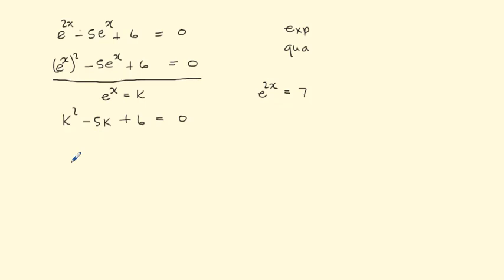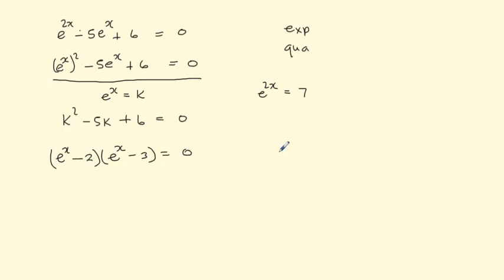So in this case, when we factorize, we get something like this. I'm not going to use k, I'm just going to treat this e to the power of x as k, and factorize this as e to the power of x minus 2, multiplied by e to the power of x minus 3, equals 0.